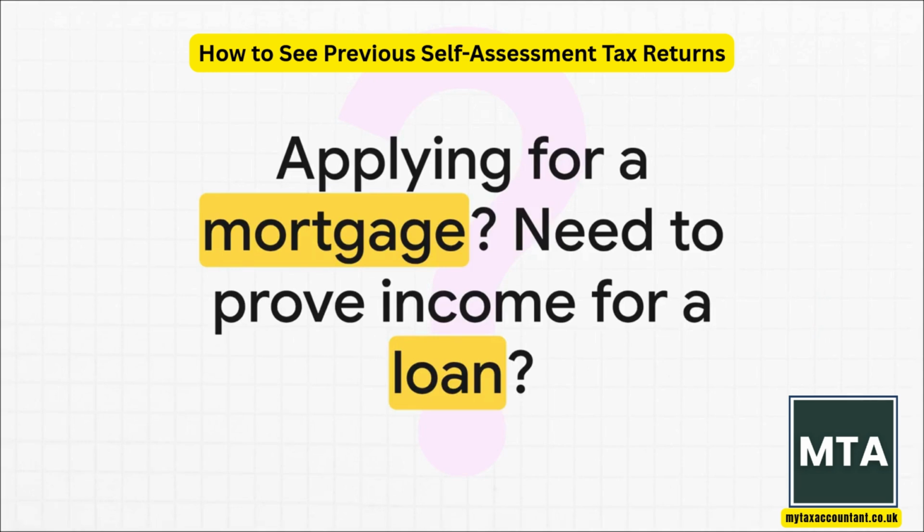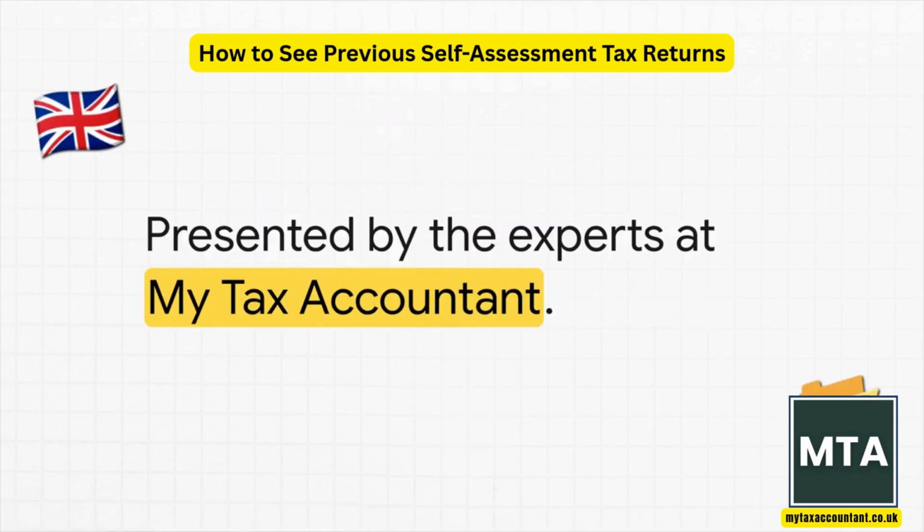So picture this. You've found your dream house. You're applying for the mortgage, or maybe you're trying to get a loan for your business, and bam, the lender asks for proof of your income for the last 2 or 3 years. It's a super common roadblock, especially if you're self-employed. But don't worry, we're going to walk you right through it. So let's get you started and unlock your complete UK tax history. It's easier than you think.